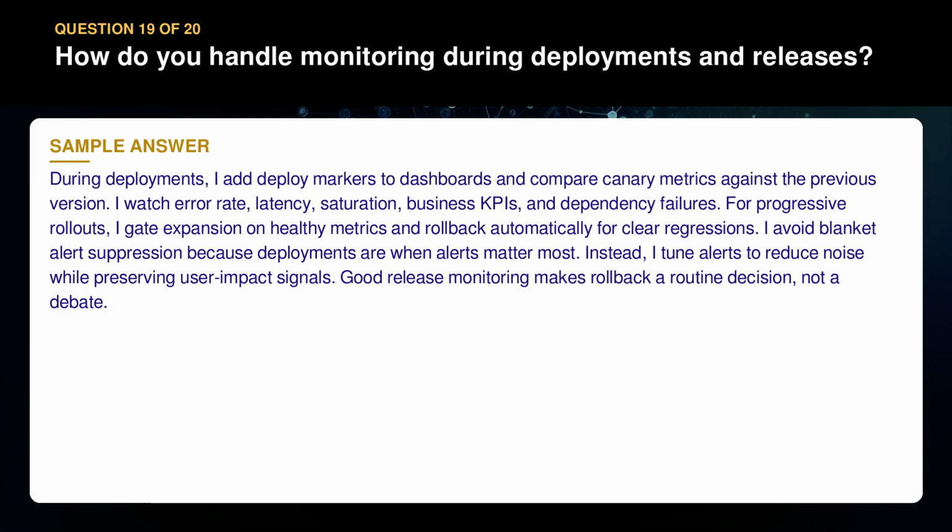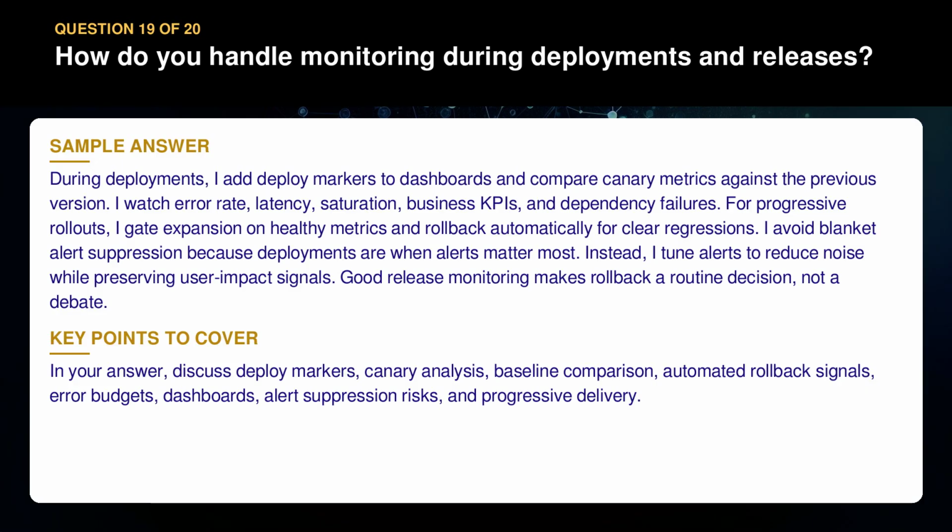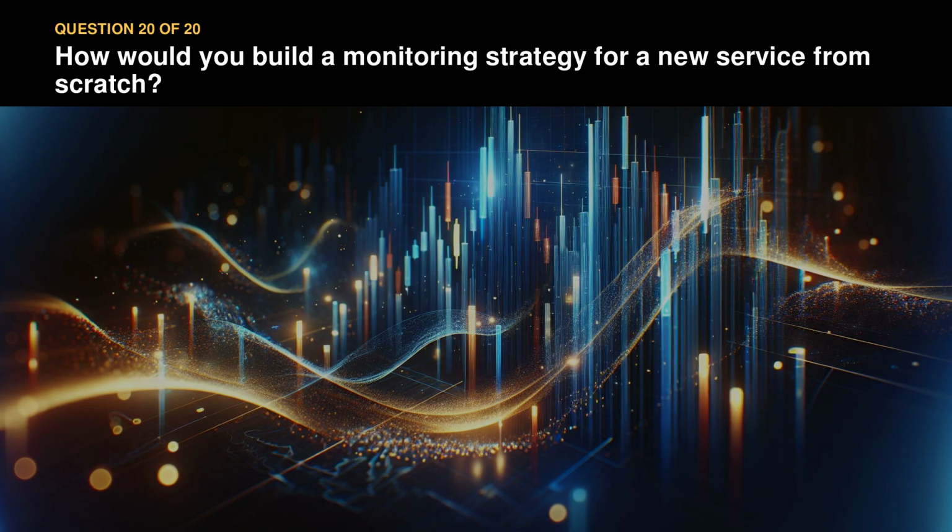I avoid blanket alert suppression because deployments are when alerts matter most. Instead, I tune alerts to reduce noise while preserving user impact signals. Good release monitoring makes rollback a routine decision, not a debate. In your answer, discuss deploy markers, canary analysis, baseline comparison, automated rollback signals, error budgets, dashboards, alert suppression risks, and progressive delivery.